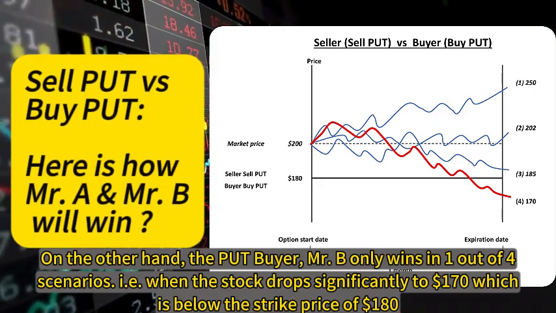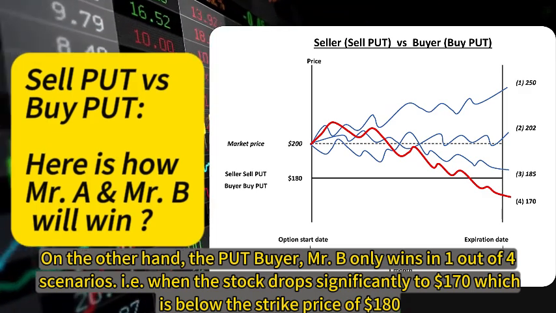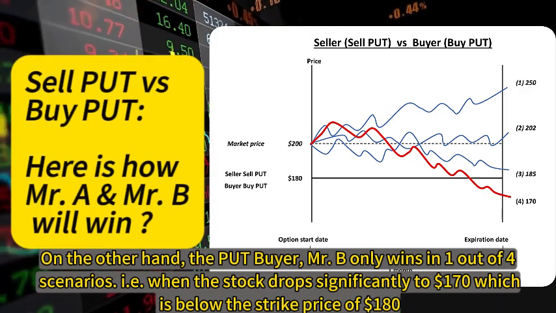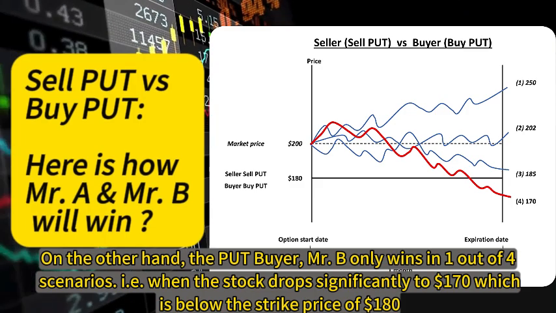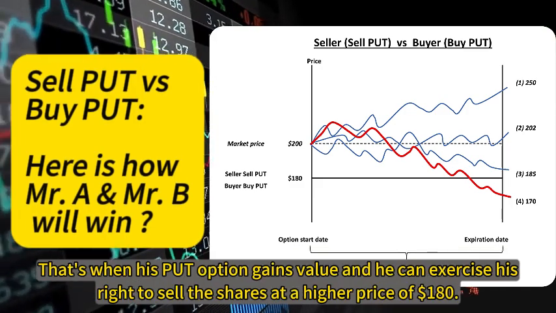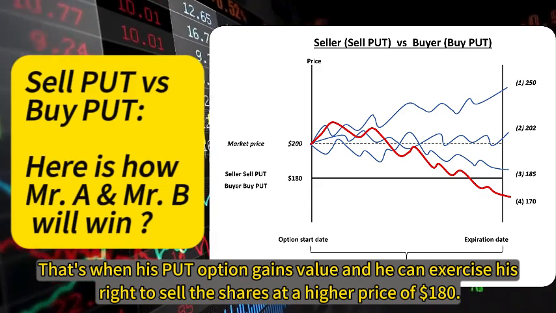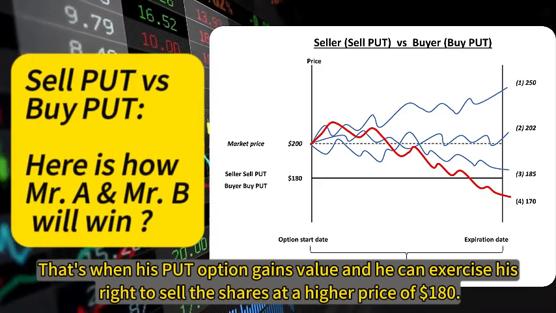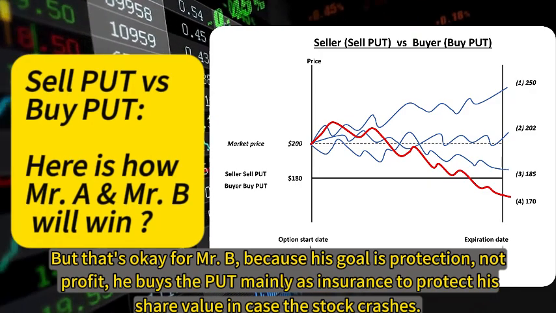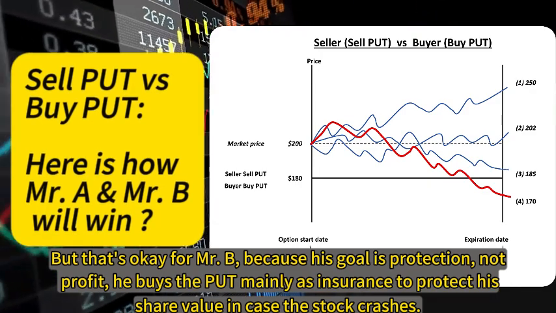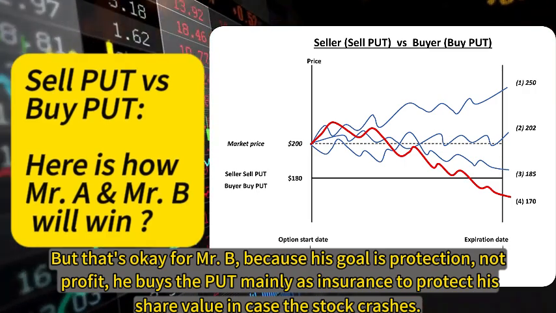On the other hand, the put buyer, Mr. B, only wins in 1 out of 4 scenarios, that is when the stock drops significantly to $170, which is below the strike price of $180. That's when his put option gains value and he can exercise his right to sell the shares at a higher price of $180. But that's okay for Mr. B, because his goal is protection, not profit. He buys the put mainly as insurance to protect his share value in case the stock crashes.